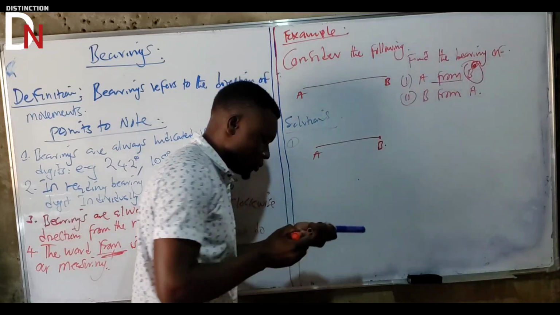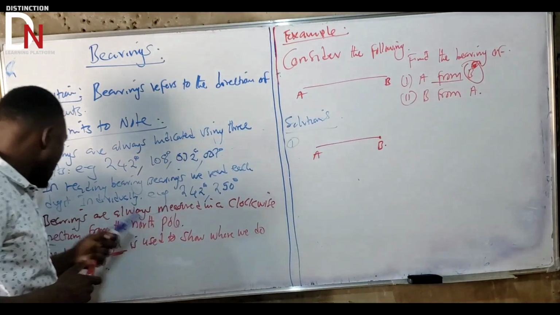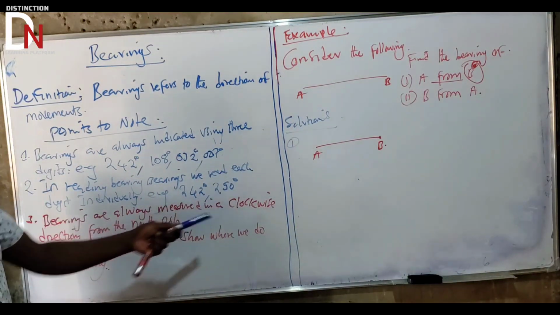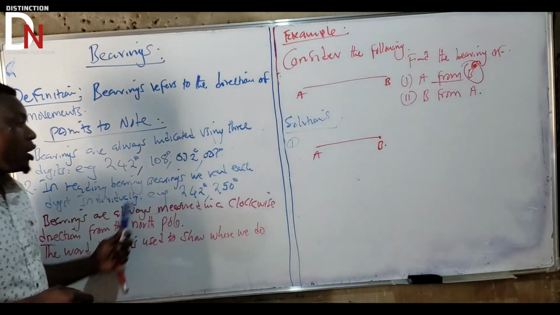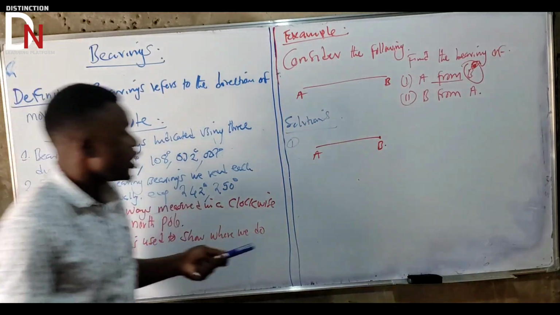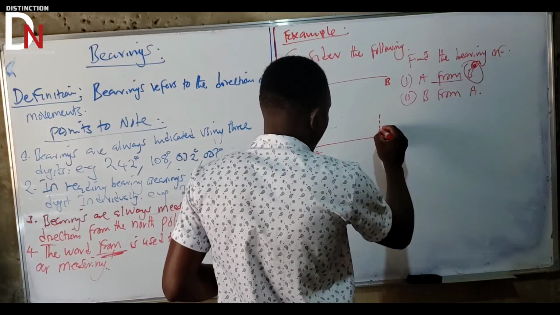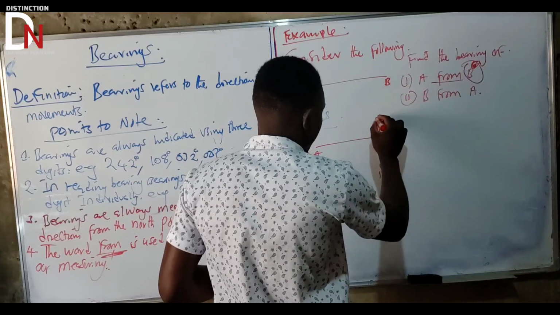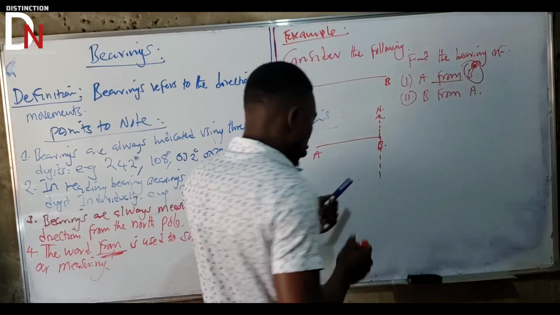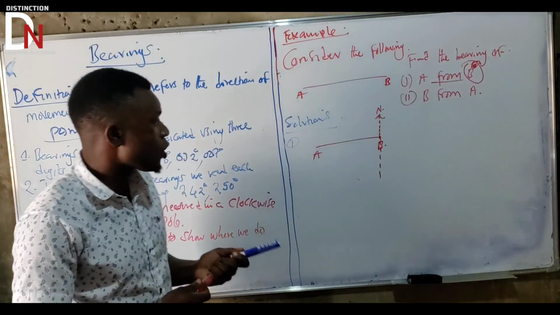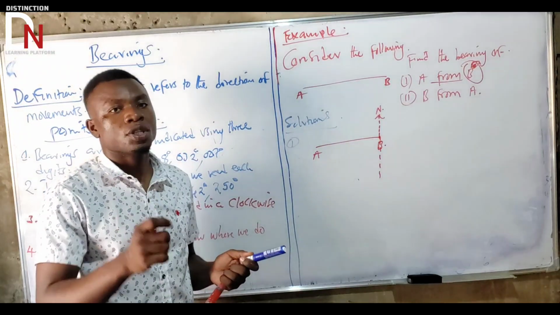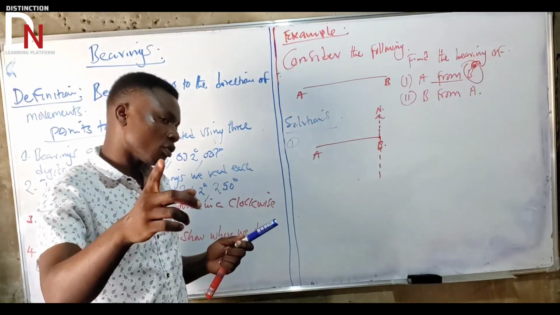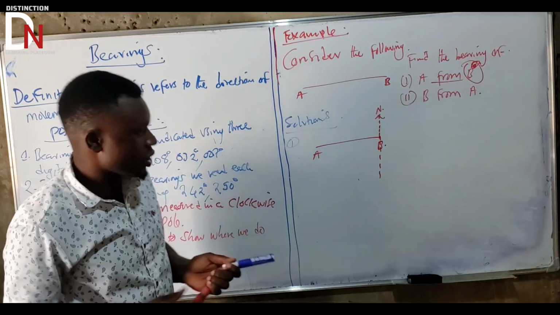But what are we supposed to do? Remember that bearings are always measured in a clockwise direction from the North Pole. So here we are supposed to draw a northing. This is our northing, like that. Why draw the northing? The reason is very simple, because bearings are always measured from the North Pole in a clockwise direction.